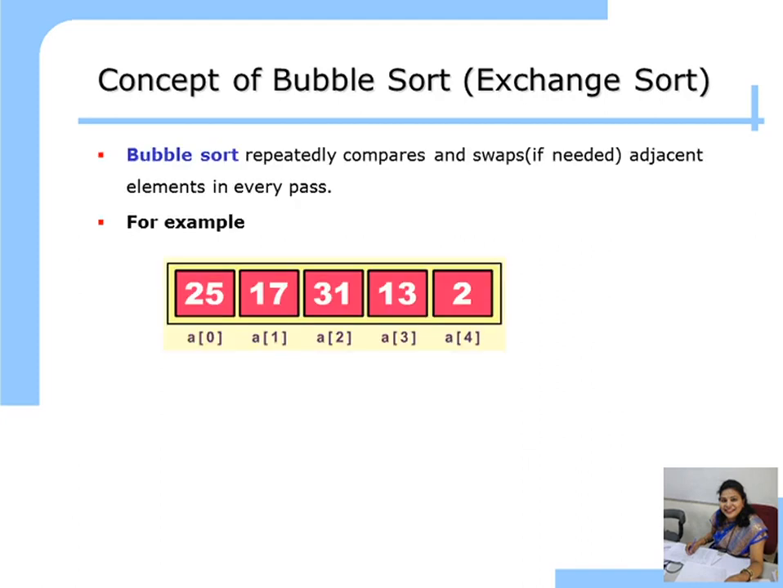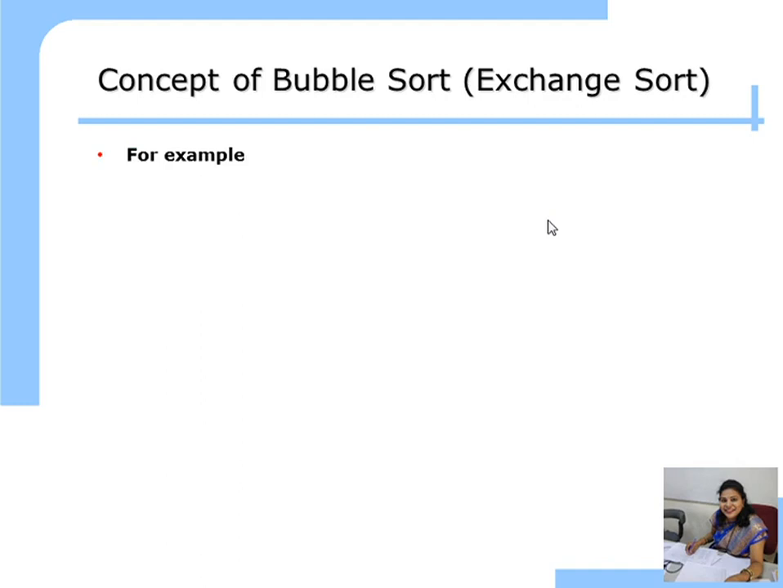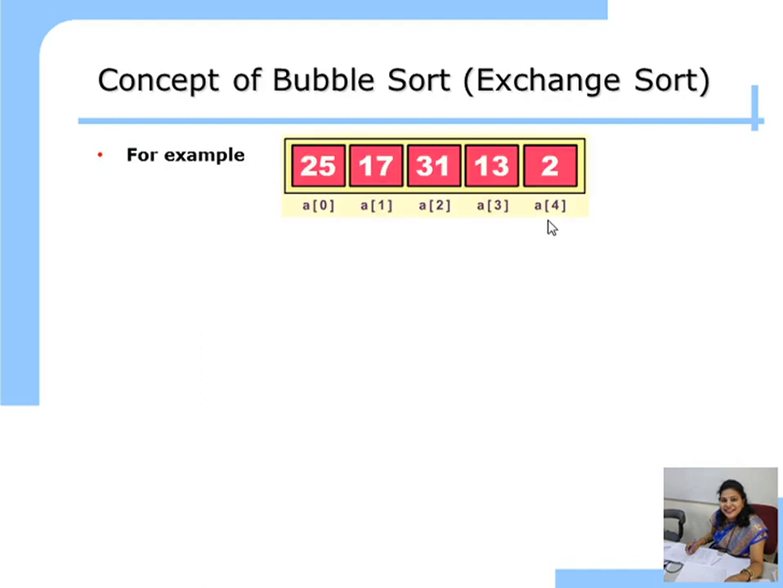In every pass, what do you have to perform? You have to compare the adjacent elements. Adjacent elements means you compare 25 with 17, then you compare 17 with 31, then you compare 31 with 13, then you compare 13 with 2. But how? That we will see now. So take one example to understand the concept of bubble sort. This is the array of 5 numbers having unsorted data: 25, 17, 31, 13 and 2.